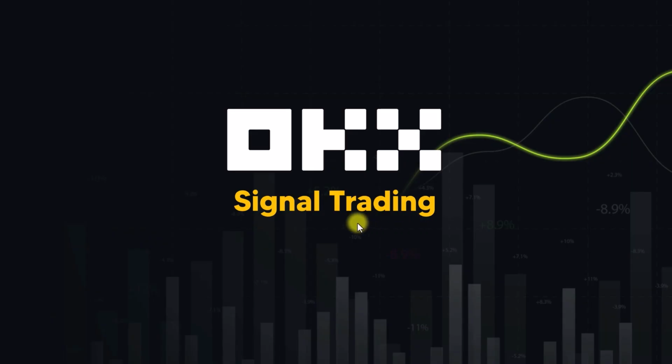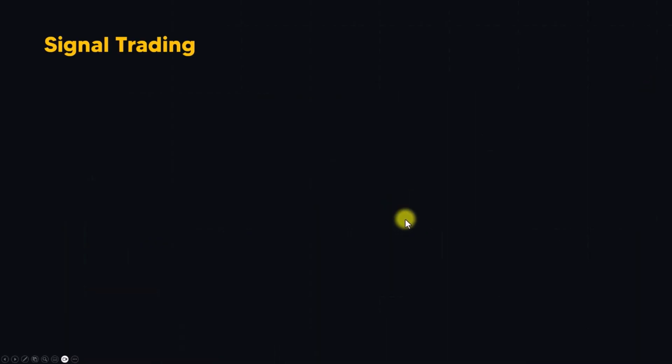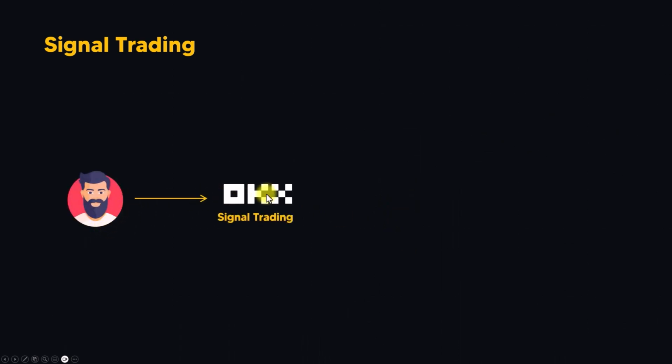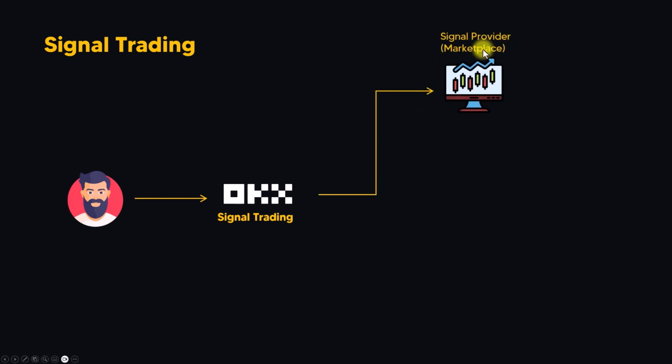Next, we will learn about signal trading. I will give illustrations about what signal trading is. Suppose there is a client who opened an account at OKX and he wants to use signal trading. Then this client will, we call it, subscribe to one of the signal providers. On the app, we can find a marketplace where we can search or select signal providers. So the steps are as follows.